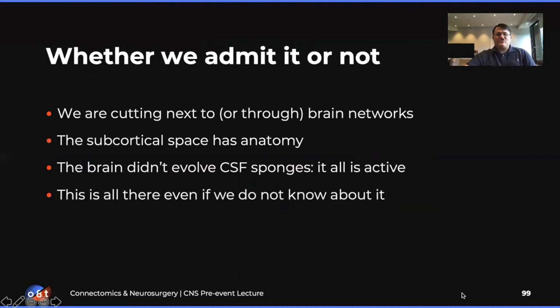And whether we admit it or not, we are cutting next to brain networks. Just because you don't know that they're there, just because it's not on your image guidance, does not mean that they're not there. And the subcortical anatomy is anatomy.